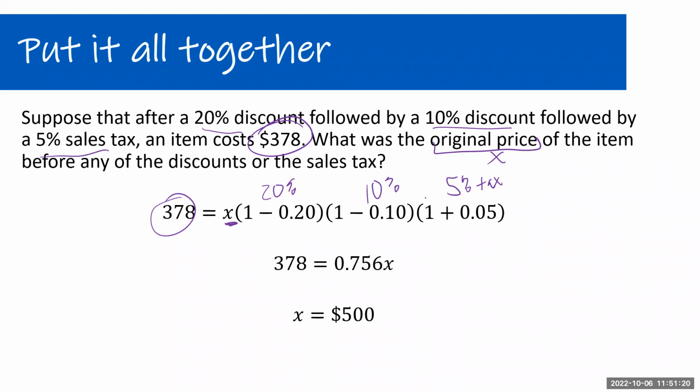Multiply these three factors together to get your coefficient for X. It's going to tell you that 378 equals 0.756X. Divide both sides by 0.756, and you're going to see that X is 500. It's easy enough to check. Go plug 500 in over here where X is and make sure that it comes out to be a cost of $378.